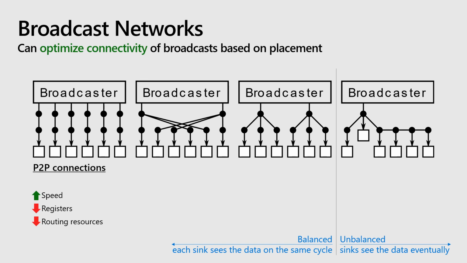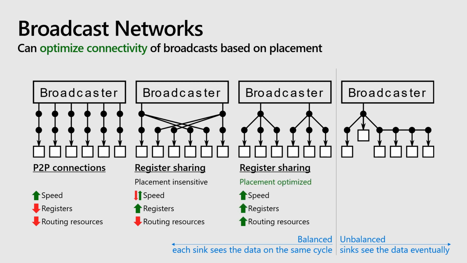The one on the left uses point-to-point connections. It's relatively naive. It's likely to get pretty good speed, but it wastes registers and it wastes routing resources. So we can move to a tree-based structure, but if it's not placement sensitive, the speed could be better, it could be worse. The registers, it saves some, definitely, but it could waste routing resources.